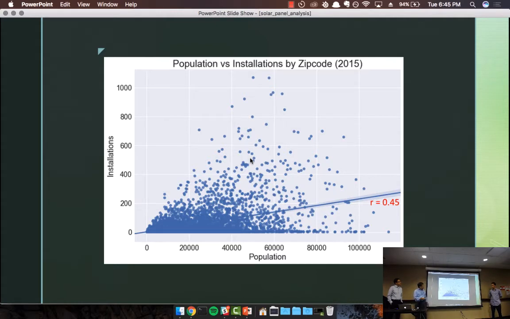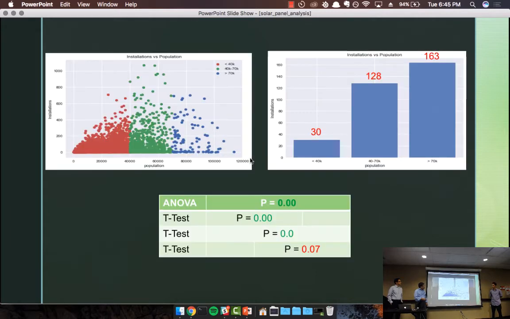So then we did a more detailed analysis on the population effect. The data were split into 3 groups based on the population, right? The first group is below 40,000 population. The middle group is between 40,000 and 70,000, and the third group is above 70,000 population. Then we calculated the mean installations for each group. You can see both the middle populated and also the high populated communities have more installations than the low populated area.